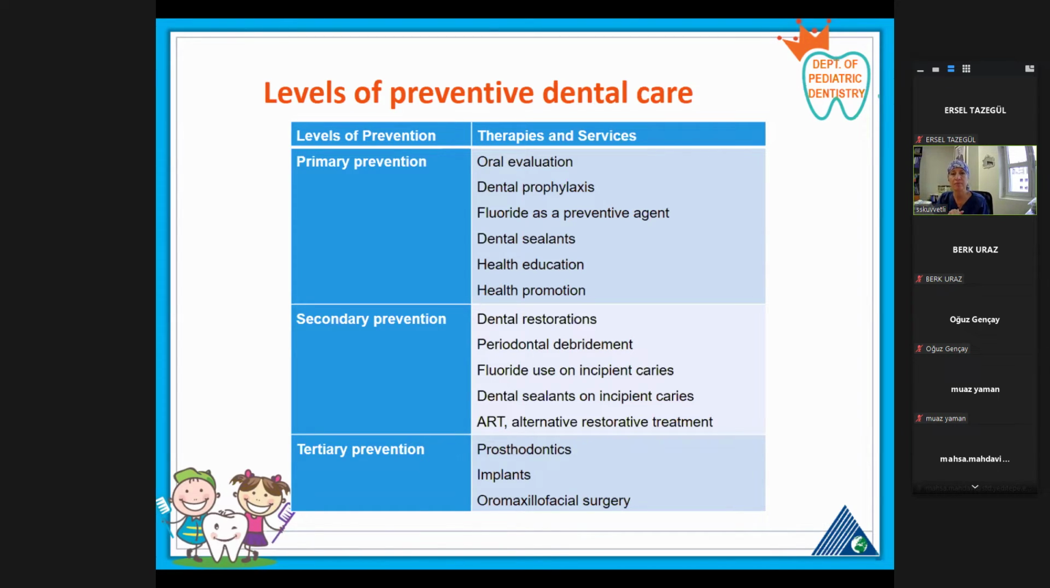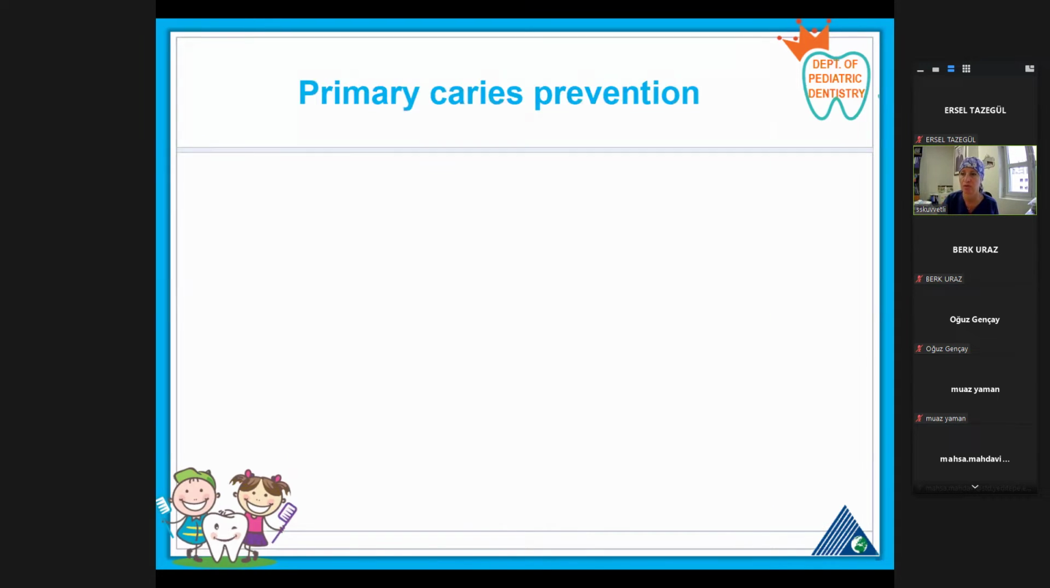The periodontal debridement, the cleaning of the teeth, fluoride use on incipient caries, dental sealants, and some types of restorative treatments are the therapies and services given by secondary prevention. And finally, the prosthetic appliances, the implants, and oromaxillofacial surgery applications are in the tertiary prevention of the individuals.